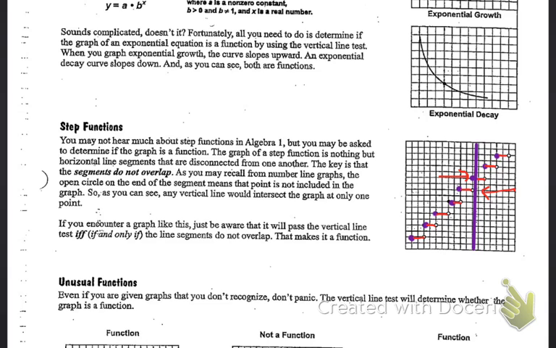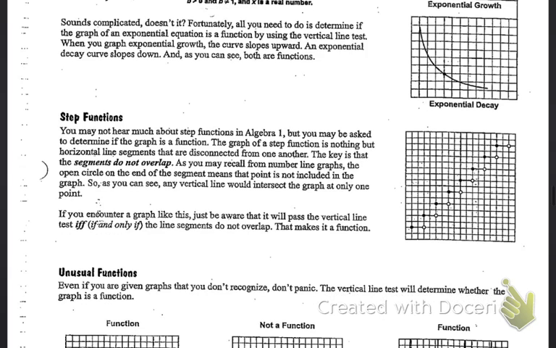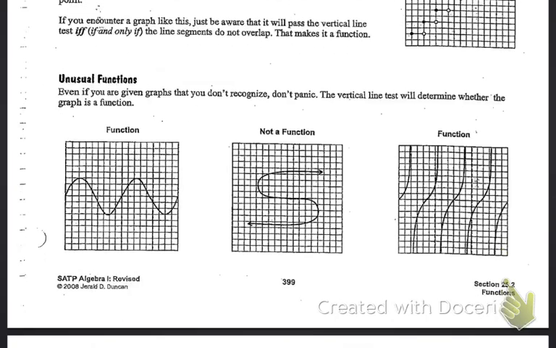Now what I want you to be careful of, though, is if it goes through a closed circle, a closed point, and a line, then that's going to count as 2 points, and it will not pass the vertical line test. So the last ones at the bottom are unusual functions. These are graphs that you don't really see that often, but you can still use your vertical line test to see if it's going to be a function or not.